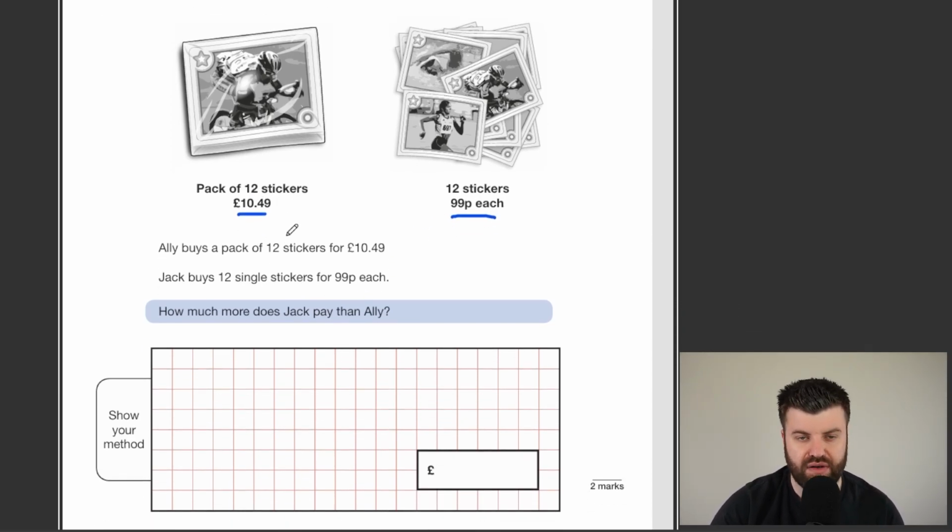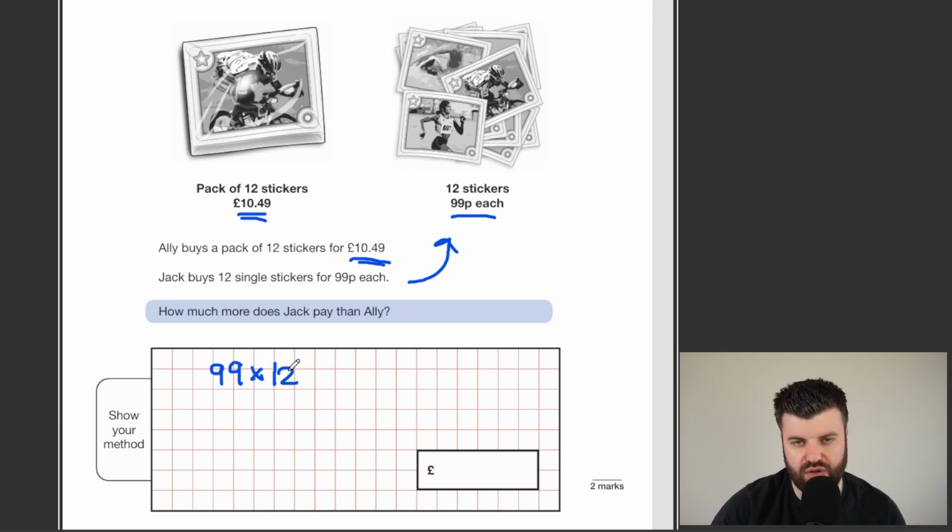Ali buys the pack of 12 on the deal for $10.49 and Jack buys 12 single stickers. How much more does Jack pay than Ali? Well, let's find out first how much Jack paid. We know Ali paid exactly $10.49, but for Jack, we'll have to do 99 multiplied by 12.